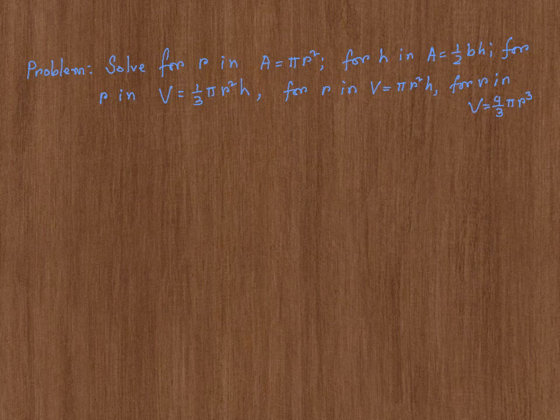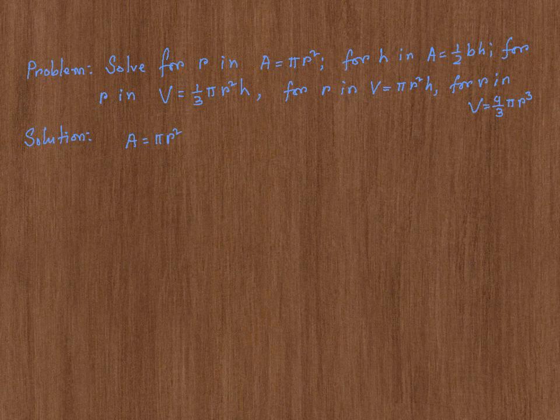In this video, I'm going to solve for a variable in these given equations. By the way, all of these are well-known equations representing areas and volumes of different geometric shapes. Let's start off with the area of a circle. A is equal to pi r square.